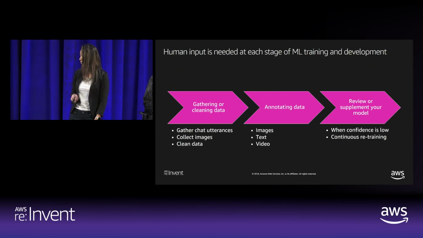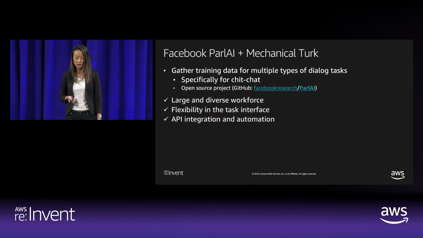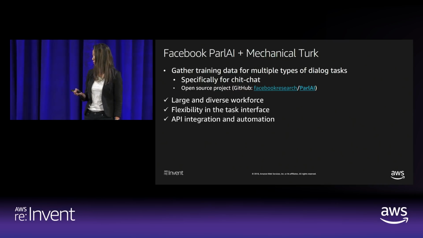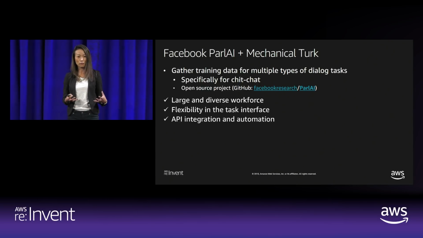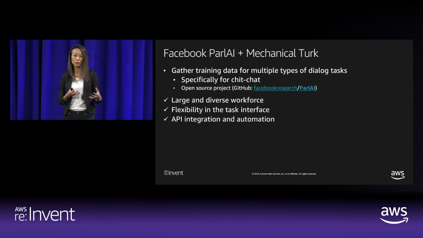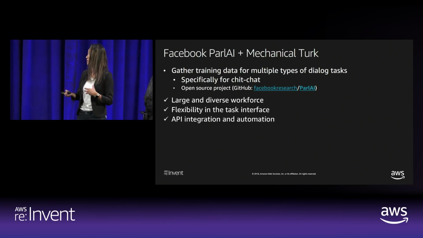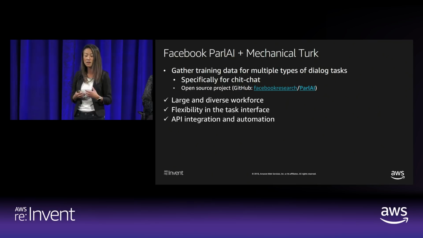So I'm going to give you an example. Going back to the chatbot example, this is a real customer example. We work with Facebook, in particular the research arm that focuses on AI. And they built something called Parlay. Parlay is a platform that makes it easier for researchers to gather lots of text utterances. It's called chit chat, so imagine back and forth dialogue data. They standardize this, and it's an open source project, so researchers can contribute to it, which makes it easier to generate lots of data that can be shared.